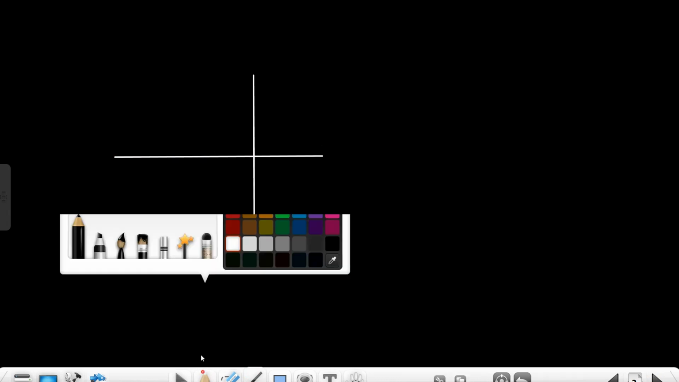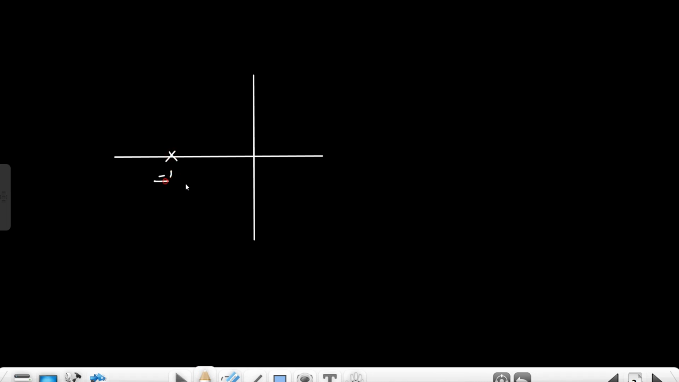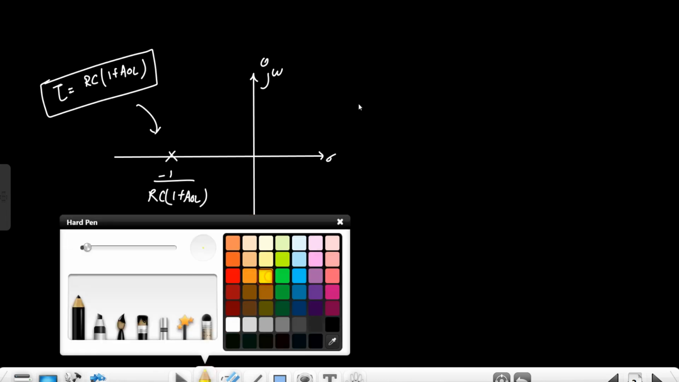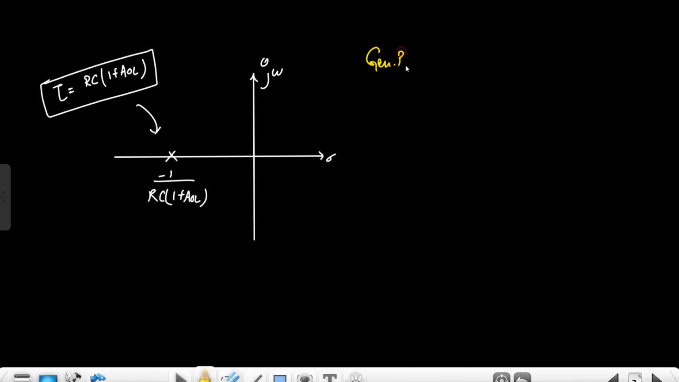So the pole zero plot for this transformation will have the pole at minus 1 upon RC and 1 plus AOL. From this pole, we can clearly talk about the time constant. It is simply the reciprocal of the magnitude of the negative real root. So it will be RC and 1 plus AOL. This is the generalized result for the time constant of the integrator circuit.